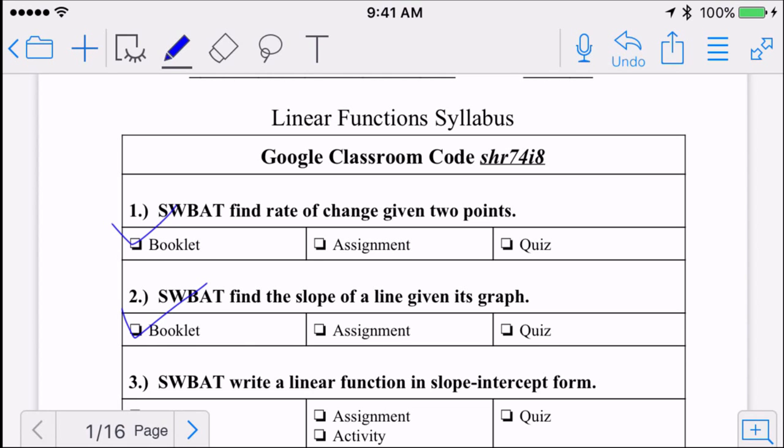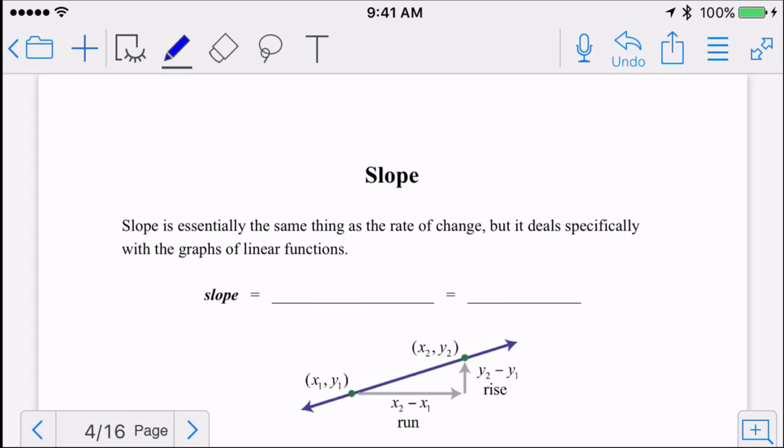Lesson 2, finding slope of a line given its graph. All right, hopping over to that page. Slope. What is slope? Well, slope is basically the same thing as rate of change, but it's focused more on the graph of the line, but the same idea.